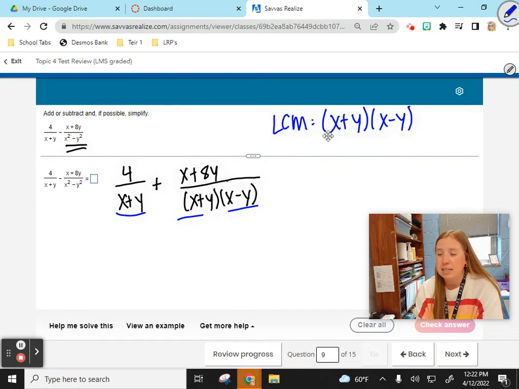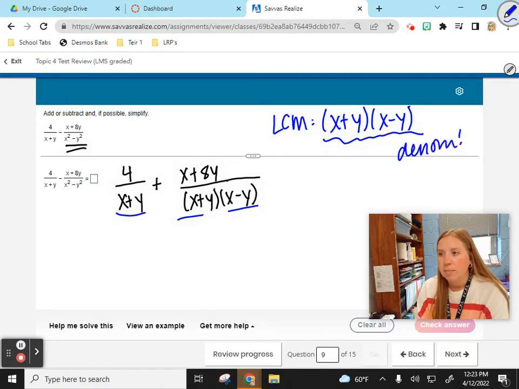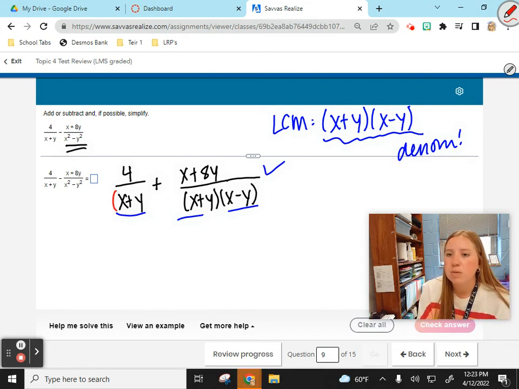My LCM is this. Basically, I want both of my fractions to have this as my denominator. My second one already does, so I don't have to change anything about that one. But my first one only has the x plus y.